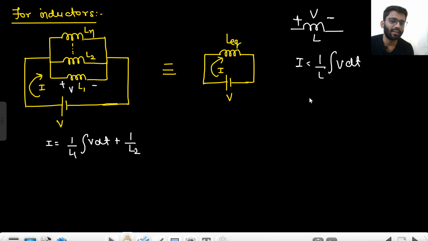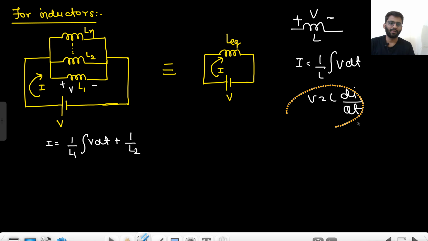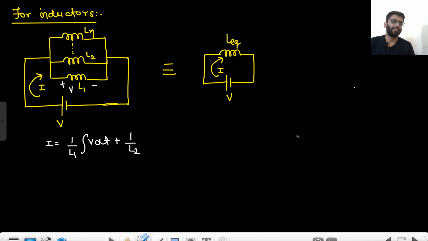Or how can you remember? V equals L di by dt. So I will be equal to V by L integration dt. I told you about this concept when we were studying inductors and capacitors. So it is 1 by L1 integration V dt, 1 by L2 V dt, plus 1 by L3 V dt, and so on.